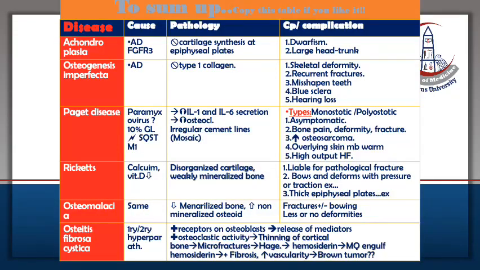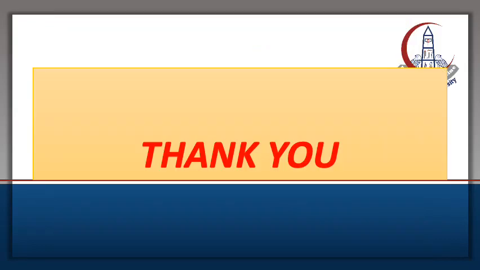Here, to sum up, are the hereditary bone diseases: achondroplasia, osteogenesis imperfecta, and Paget disease, and the metabolic bone diseases: rickets, osteomalacia, and osteitis fibrosa cystica. Regarding the causes, pathogenesis, clinical picture, and complications. Thank you for your attention.